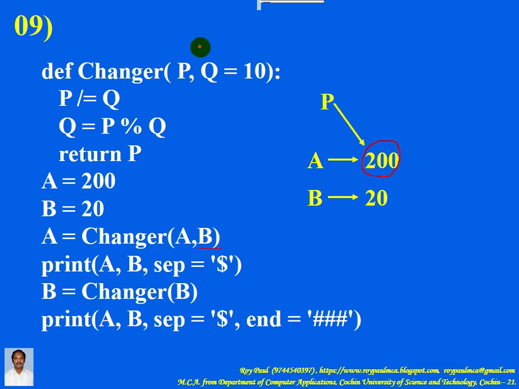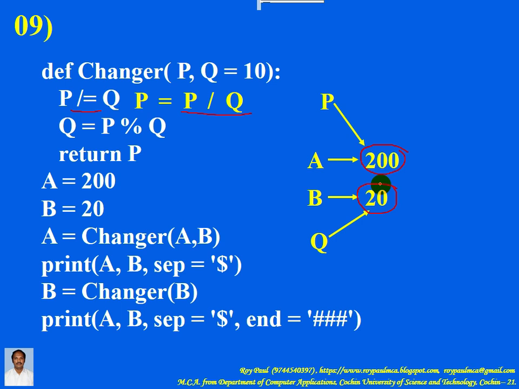Second argument is passed to second parameter. Since the second argument is there, this is meaningless. So parameter Q is pointing to argument B. So Q is pointing to this B. Again, this is short form. The expanded form is P is equal to P divided by Q. So what is P divided by Q? P is 200, Q is 20.